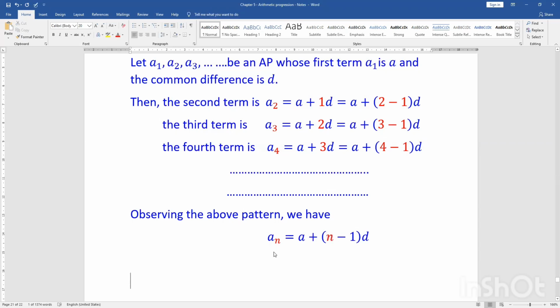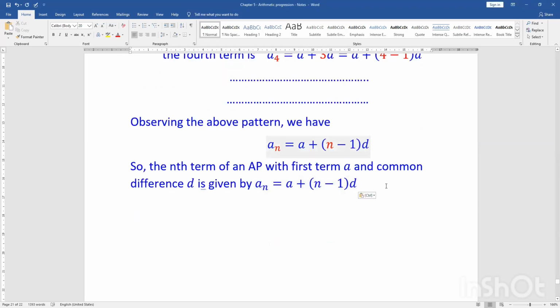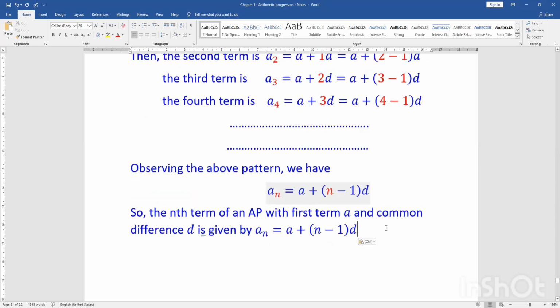Okay, children. So the nth term, what we write as a conclusion: the nth term of an AP with first term a and common difference d is given by an is equal to a plus (n minus 1) into d. So this is our formula.